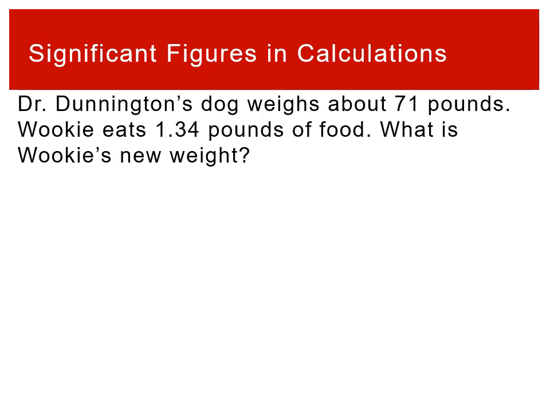So the motivation behind this. Dr. Duncan's dog weighs about 71 pounds. Wookie eats 1.34 pounds of food. What is Wookie's new weight? So my dog is trying to lose some weight, but he's eaten 1.34 pounds of food. How is that going to affect him? Well, if we think about it, we would just add them together. 71 plus 1.34 would give us 72.34.